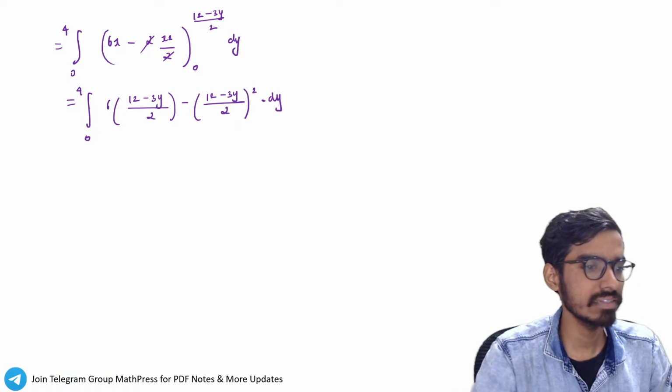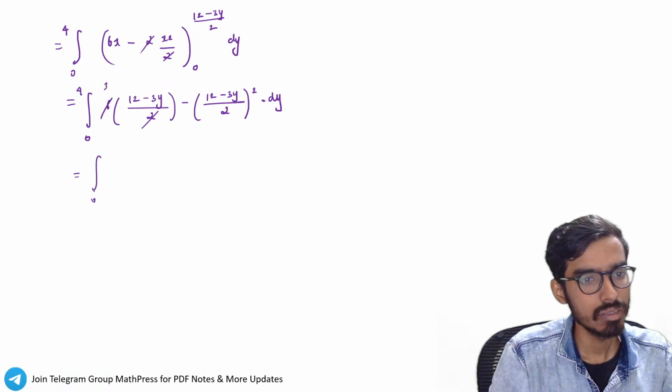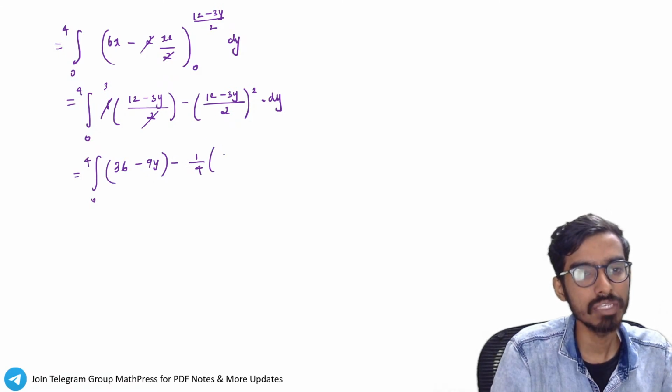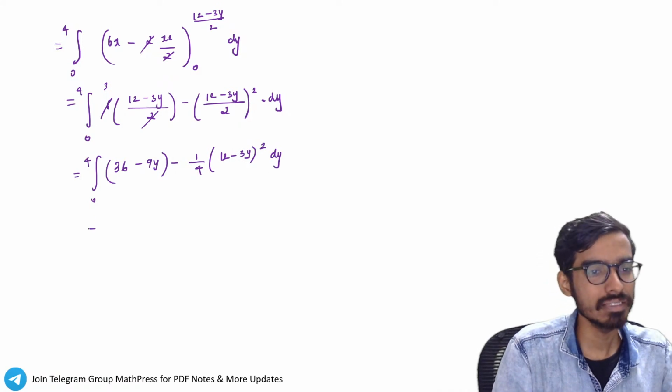Can I just tell the answer? So this will be the integration from 0 to 4 of 36 minus 9y, minus this will be 1 by 4 (a square plus b square). Right, you just integrate this, right?